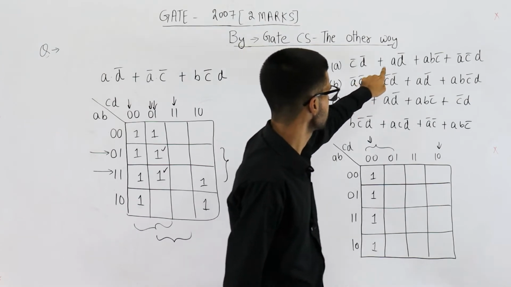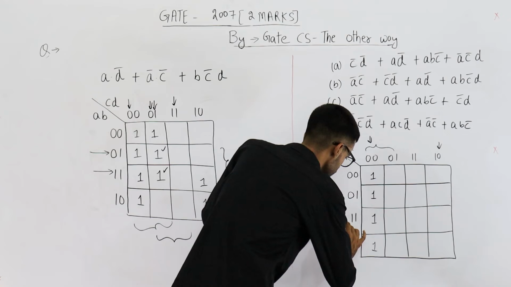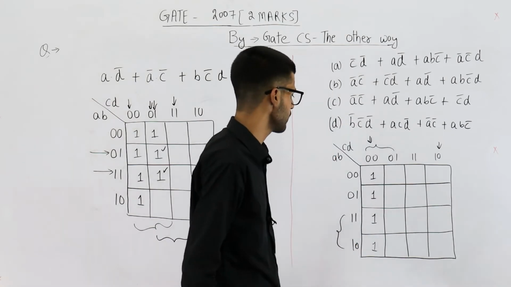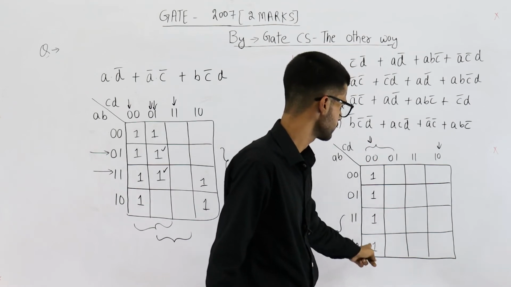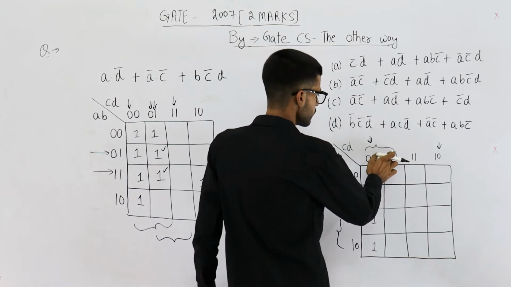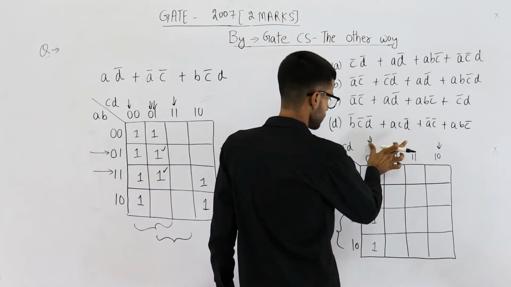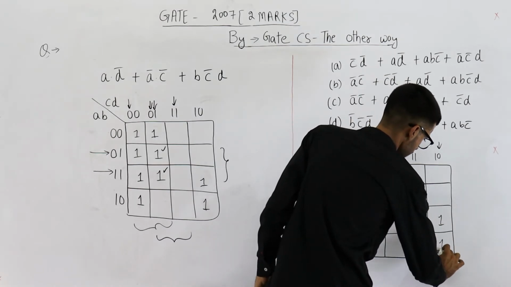The next term is A, D bar. A means these 4 and D bar means this entire column as well as this entire column. So let's see what is the intersection. Intersection is this one as well as this one.